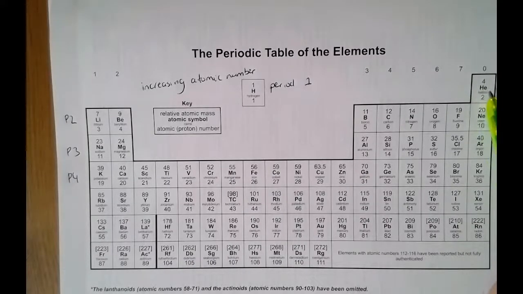So helium has got 2 electrons in the first shell, which is a full first shell. Neon, argon, and krypton all have 8 electrons in their outer shell, which is a full outer shell. So they've all got full outer shells.